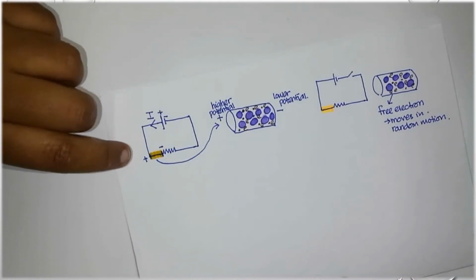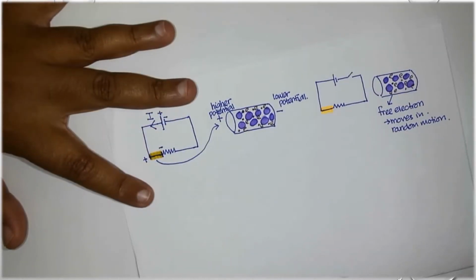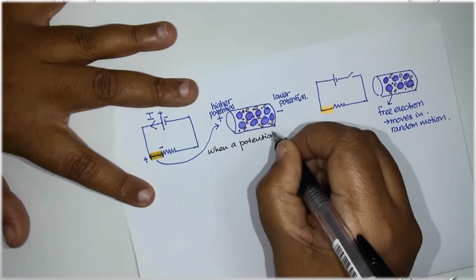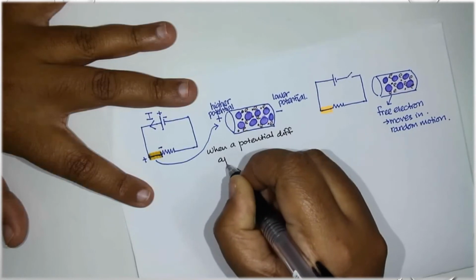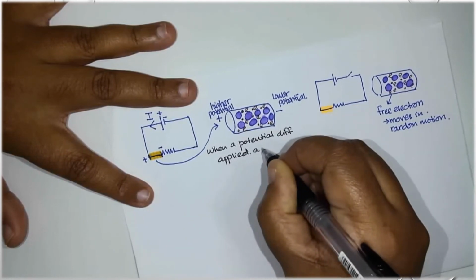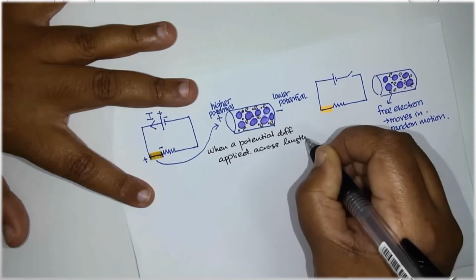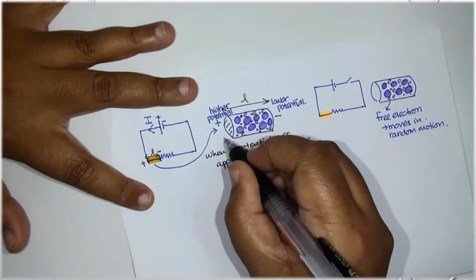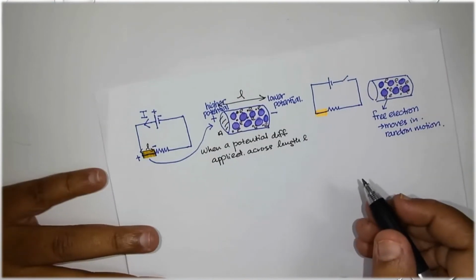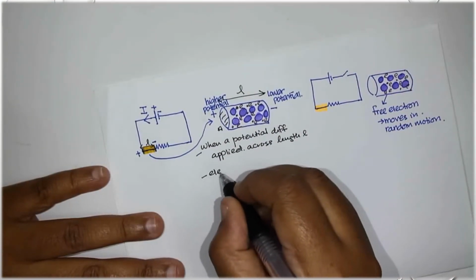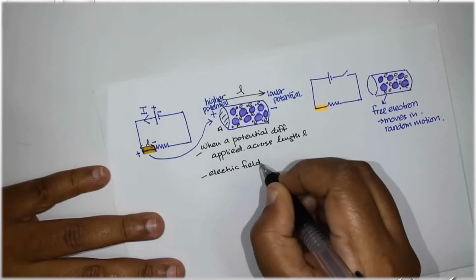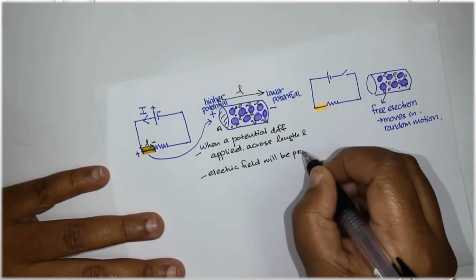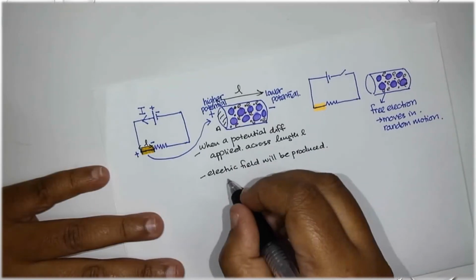So that means when a potential difference is applied across length L, this is the length L from here to here, and the area is A, an electric field will be produced inside the wire.